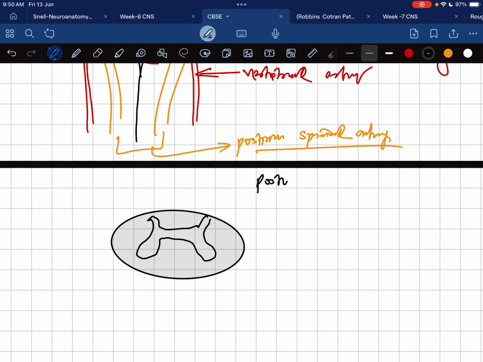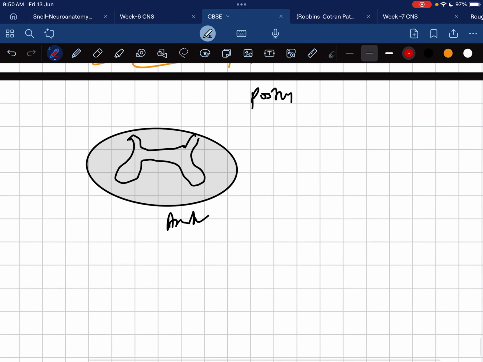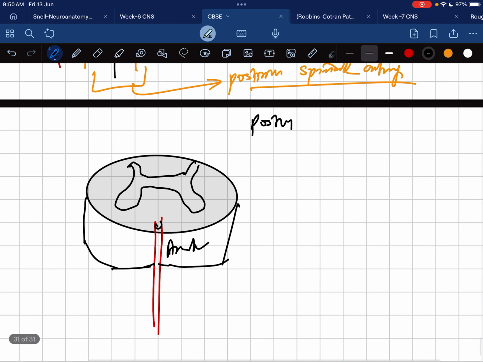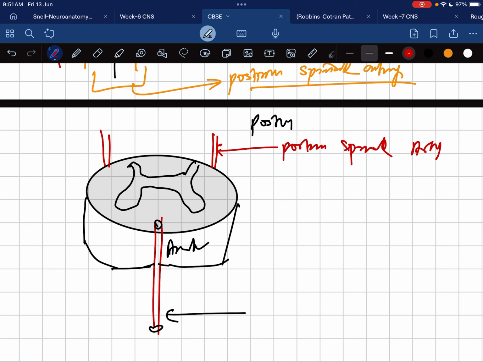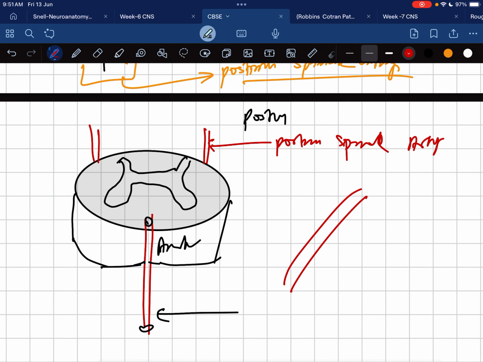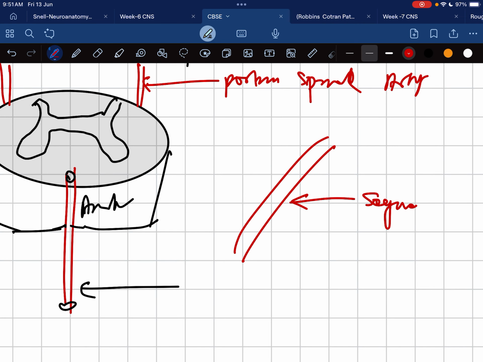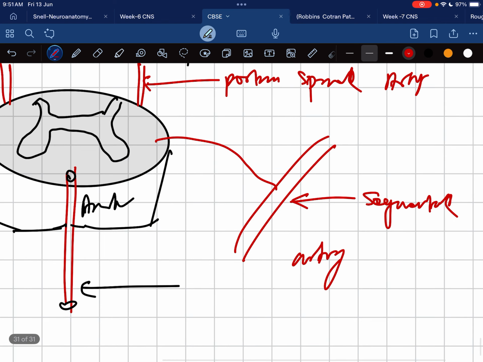This is the posterior side, this is the anterior side. So here is the anterior spinal artery. From the posterior there are two posterior spinal arteries, and then there is a segmental artery. This is a segmental artery giving a branch, going to the posterior side and anterior side.